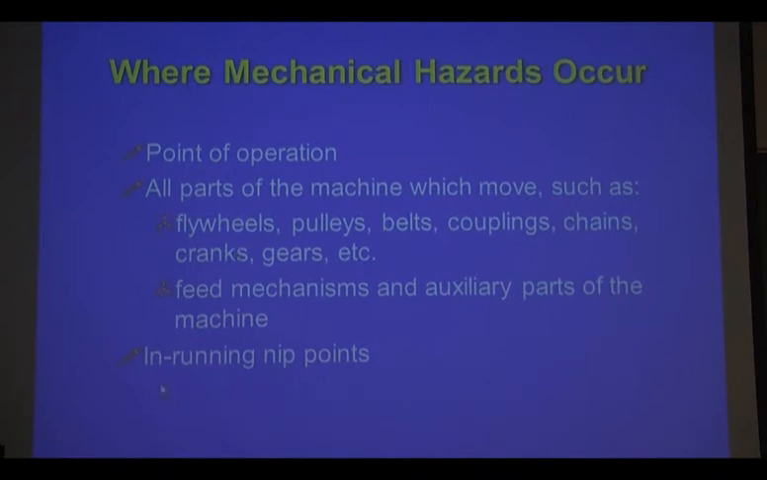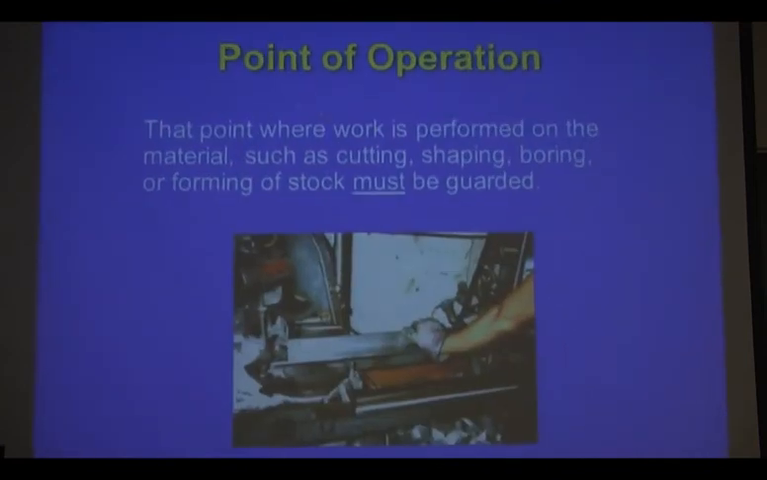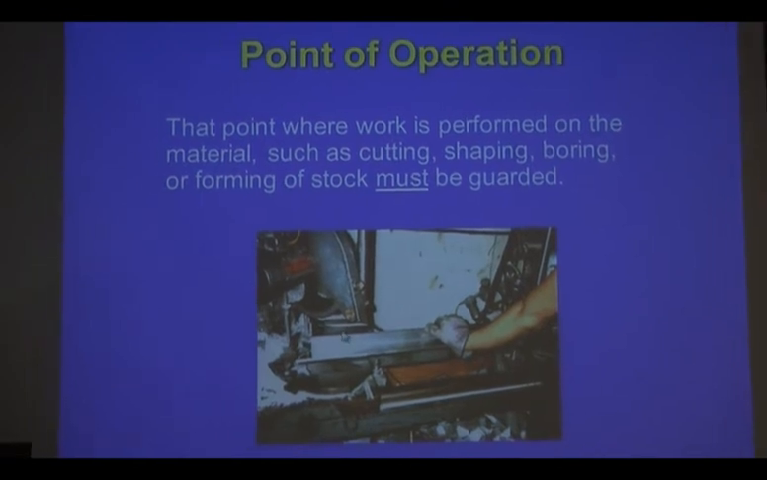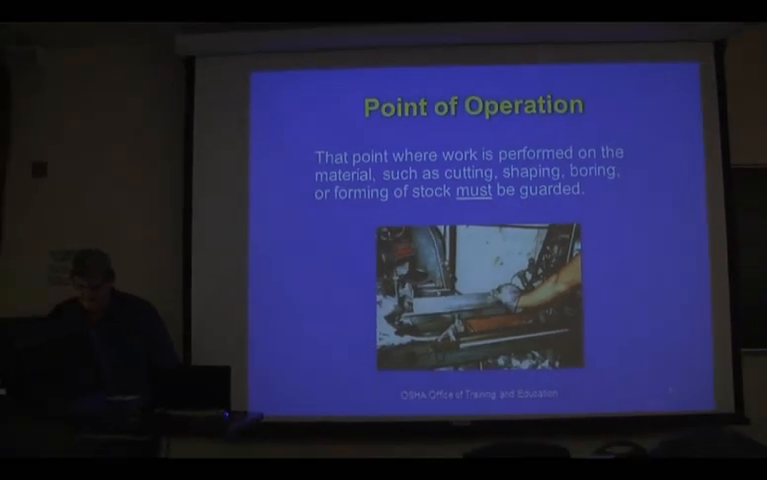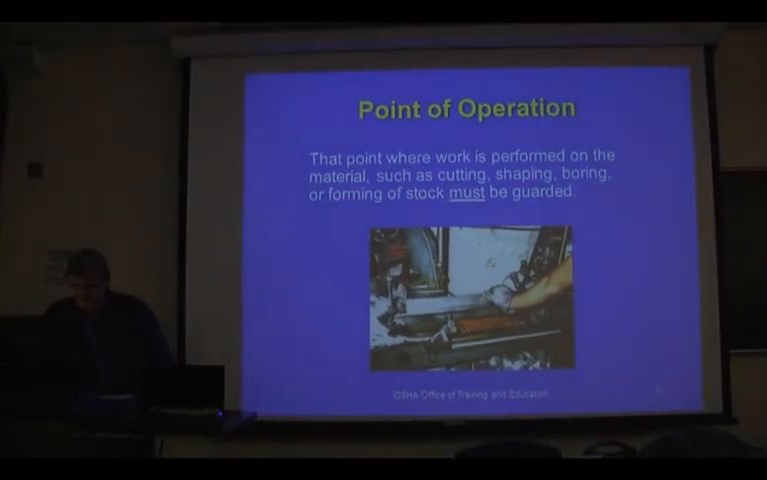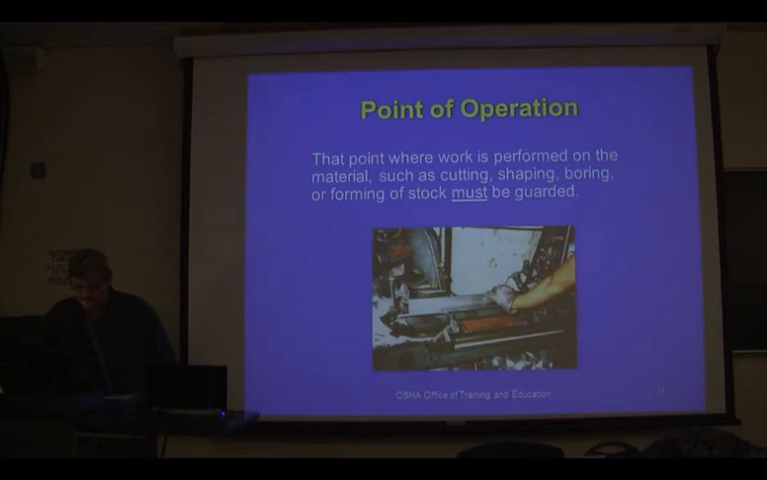Okay. In running nip points, point of operation, the point where work is performed on the material, such as the cutting, shaping, boring, or forming of stock, must be guarded. Now, some of these drawings aren't that great, but where's the point of operation going to be on this one? Looks like you've got a saw here, I'm guessing. That saw is going to be cutting this metal. Where that saw blade hits, that's going to be the point of operation. Okay, you must have a guard there. Must is underlined. If something in regulations says must or shall, that means it's got to happen.